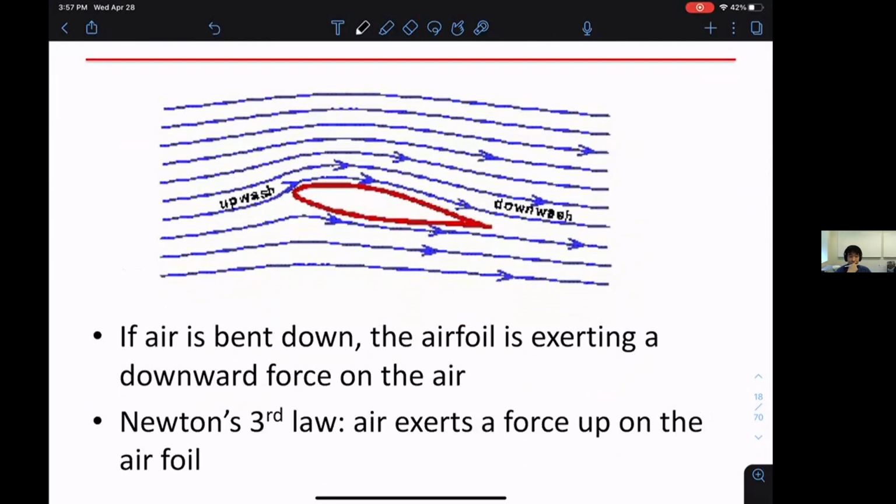Any questions about this? Yeah, so it looks like at the tip of the front of the airfoil, air is being pushed up, but is it because even at the top, halfway to the end of the airfoil, the air is bending down? Is there just more net bend down than that little bend up, the upwash? Yeah, so overall the air is going down. On average, air is going down.